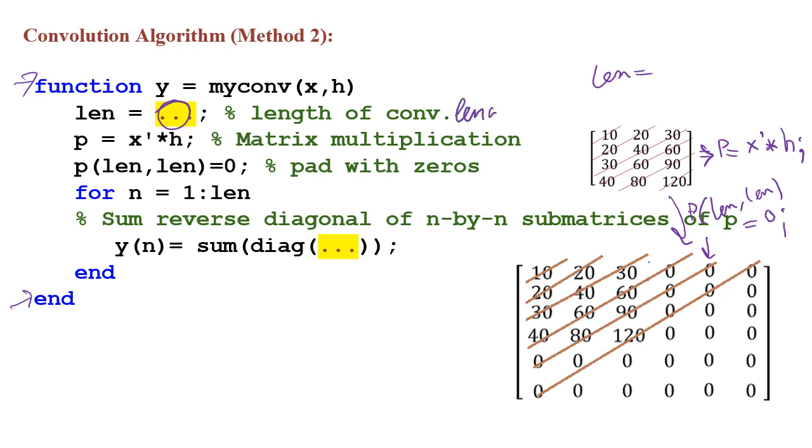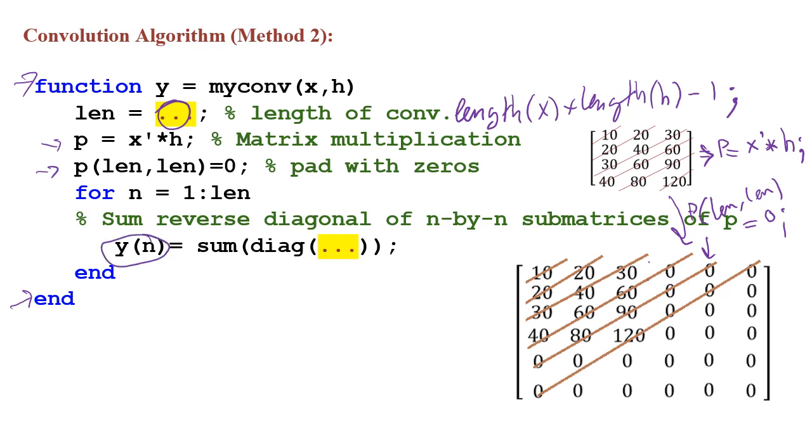So this is going to be length of x plus length of h minus 1, and then a semicolon because you don't want to see the result of the length. We've already explained this part of the code. This multiplies x transpose with h, and then here we're padding len with 0, and then we finally need a for loop to evaluate each element in the convolution.